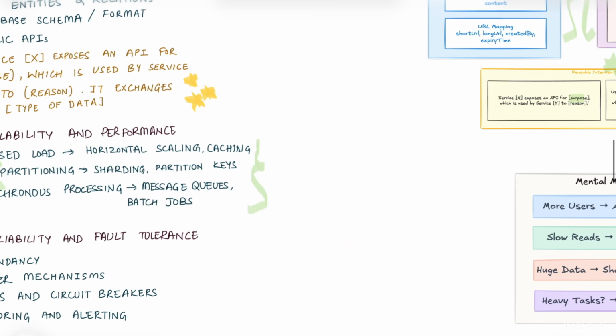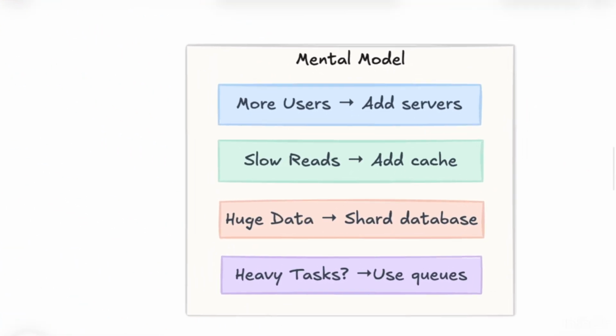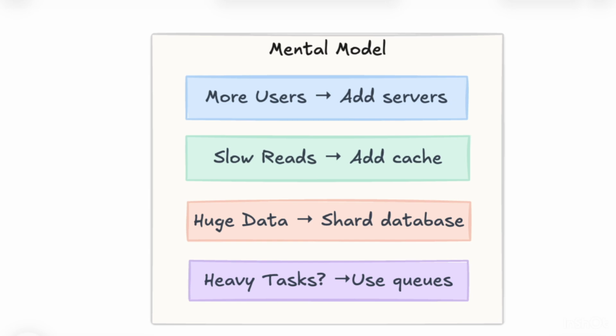One could use this mental model that I am showing right now. If there are more users, add servers. If reads are slow, frequent reading is needed, for example, in a URL shortener service, add caching. If there is a huge amount of data, then shard the database. And if it's a heavy task, we have to use a queue, which is asynchronous processing.